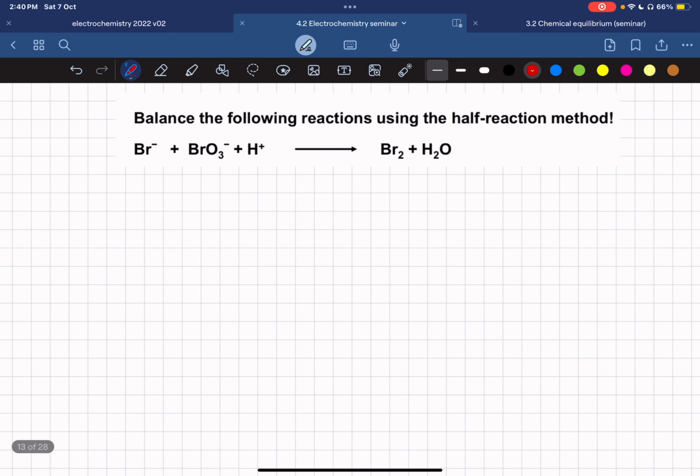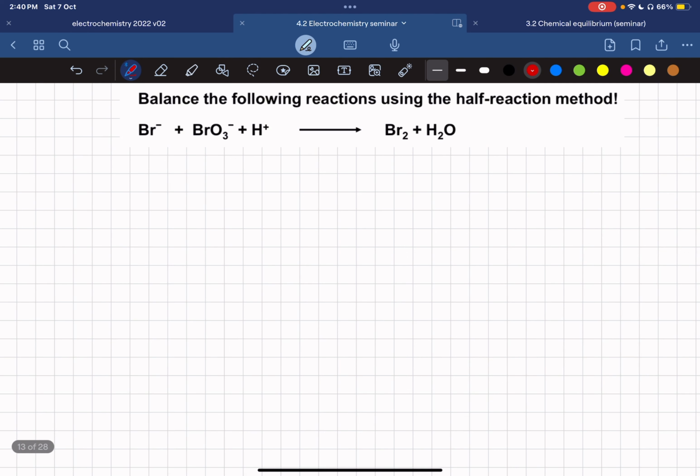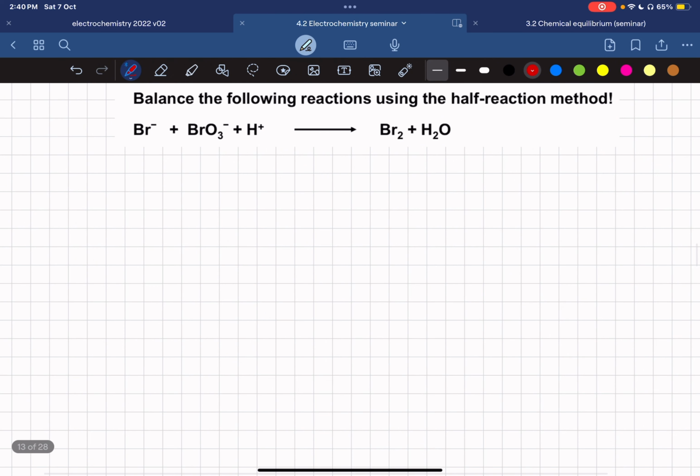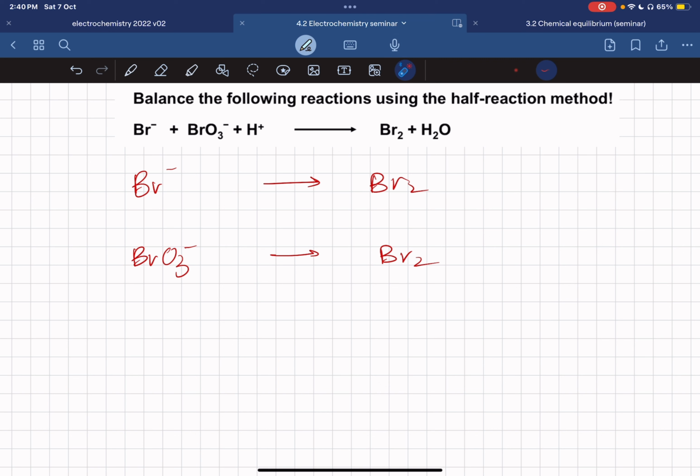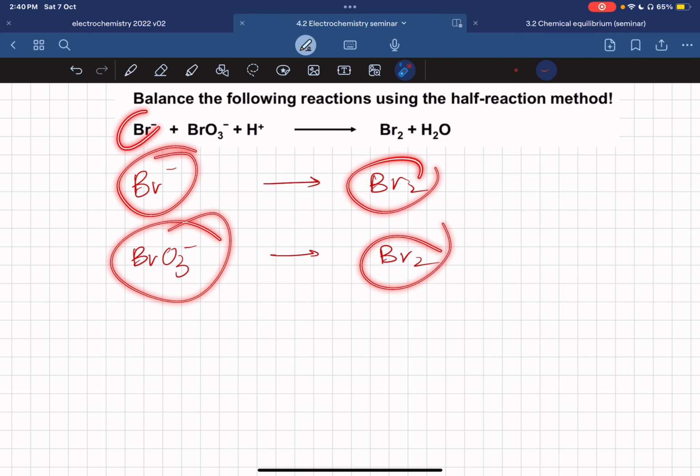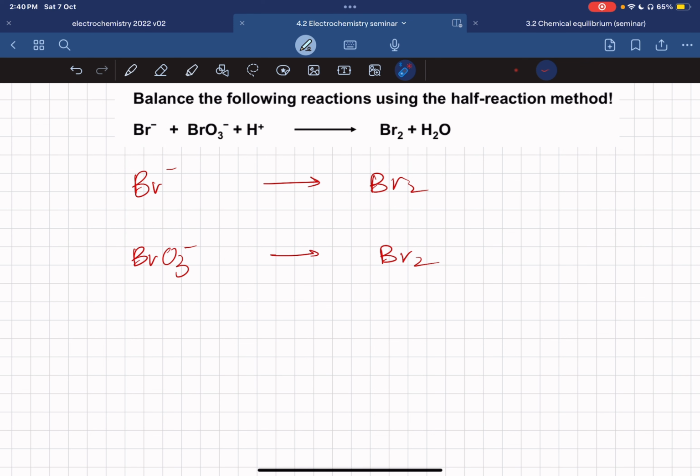So let's write the half reactions for this. Now, the confusing bit over here is that there are 2 Br's, but there's only one Br2. That shouldn't be confusing because when you're writing the half reactions, for Br minus at the end, we write Br2 here also, and for BrO3 minus, we write Br2 also. Just write it two times. Now, let's see the balancing part. Write them down as they are in the equations, okay? Then start balancing.